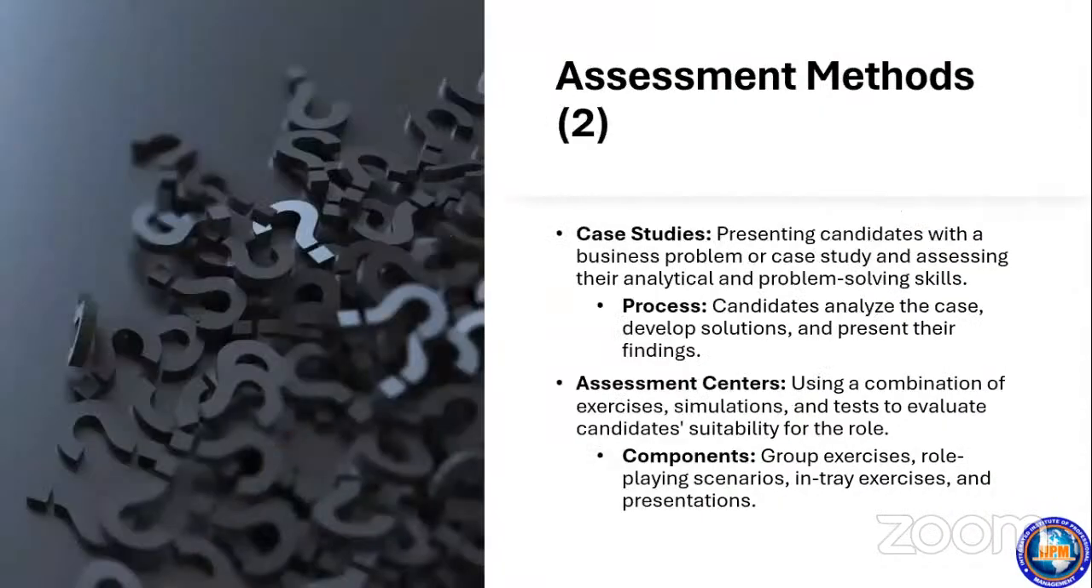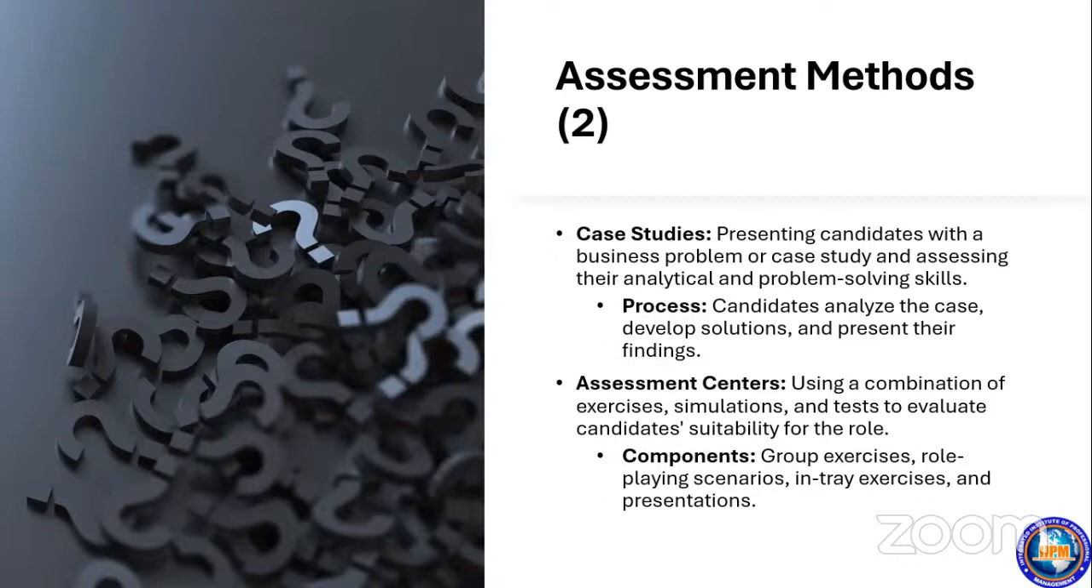Another way through which you can assess is case studies. By presenting candidates with a business problem or a case study, and assessing their analytical and problem-solving skills. Candidates analyze the case, develop solutions, and present their findings.